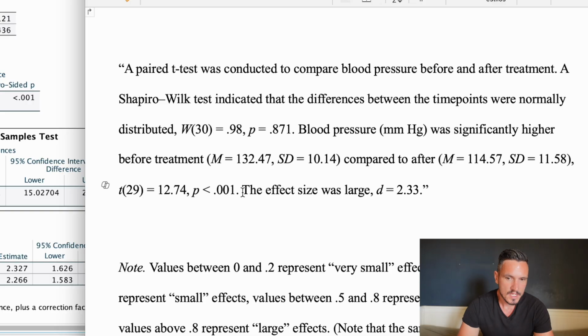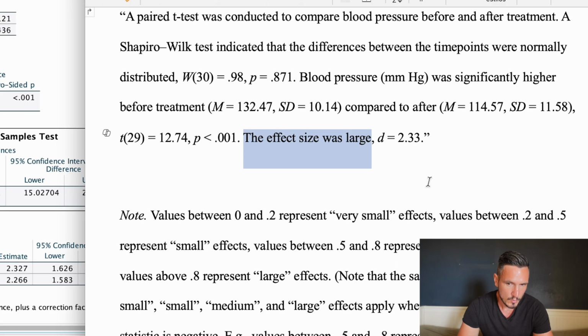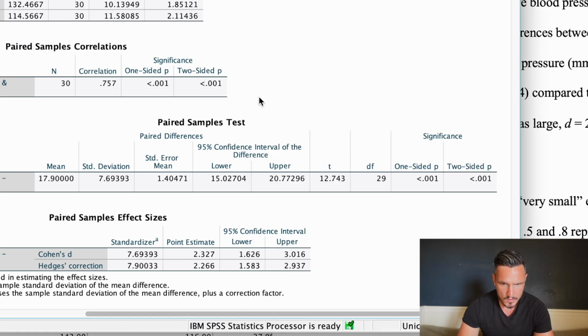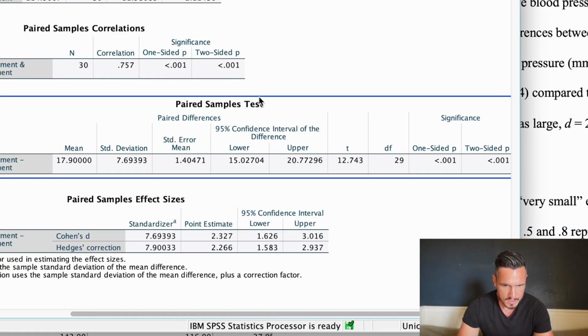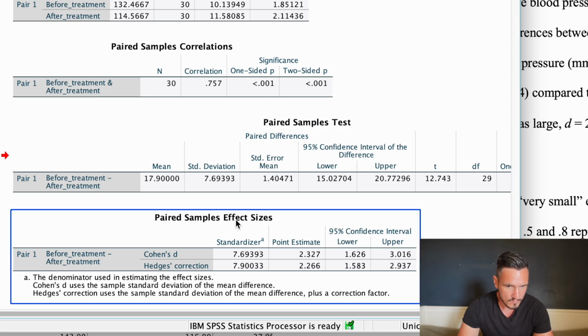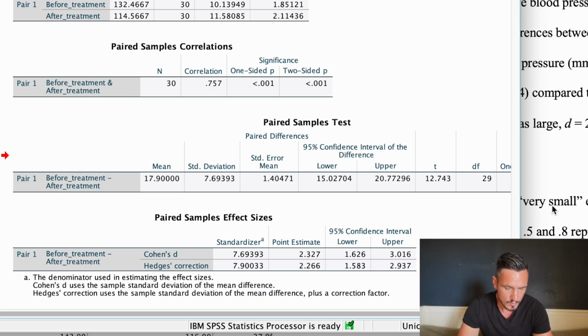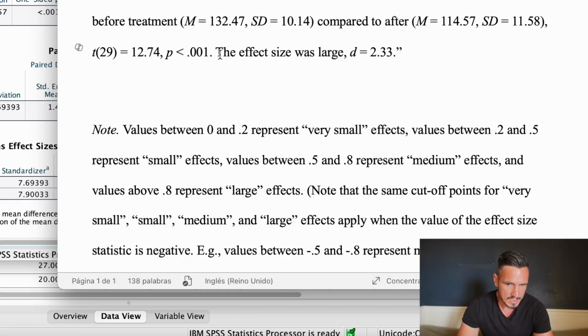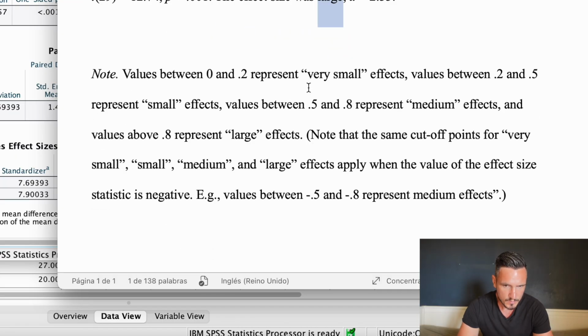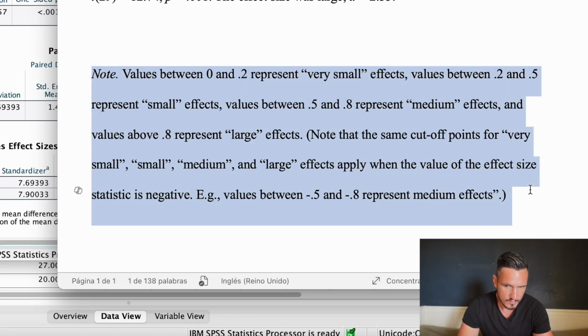Finally, we have this sentence which says that the effect size was large, and we report a Cohen's d-value of 2.33. That Cohen's d-value is an effect size statistic, and it's coming from this paired samples effect sizes table, and from this Cohen's d row and this point estimate column, where we have a value of 2.33 if we round this to 2 decimal places. And I've described this as a large effect size, and that's based on these criteria in this note here.